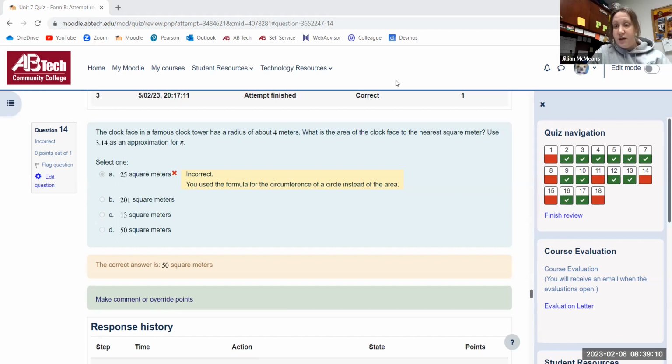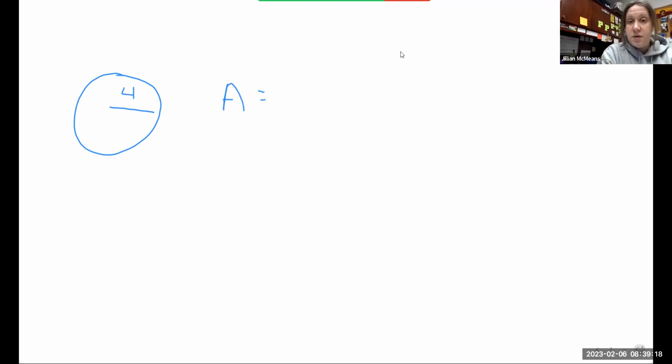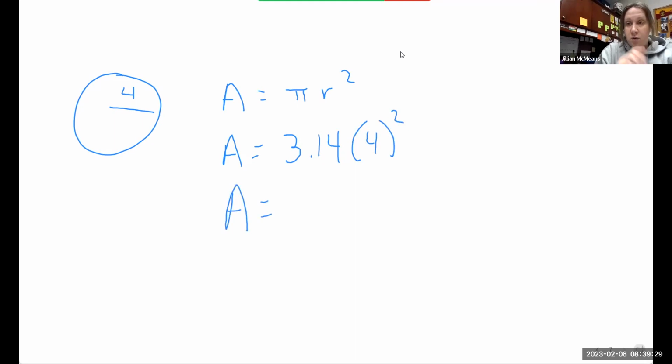All right, so we have a clock face of some type. We are told that the radius is 4 and we want the area. Remember, the area of a circle is pi r squared. They told us to use 3.14 for pi. The radius is 4 squared. Make sure you're following the order of operations.